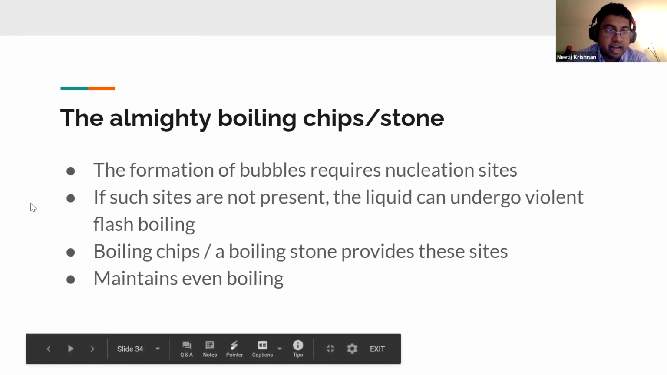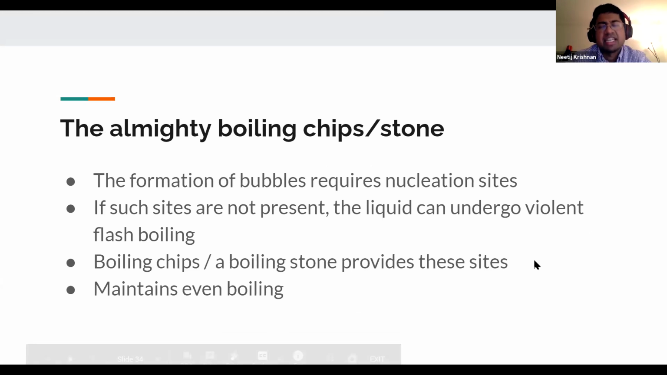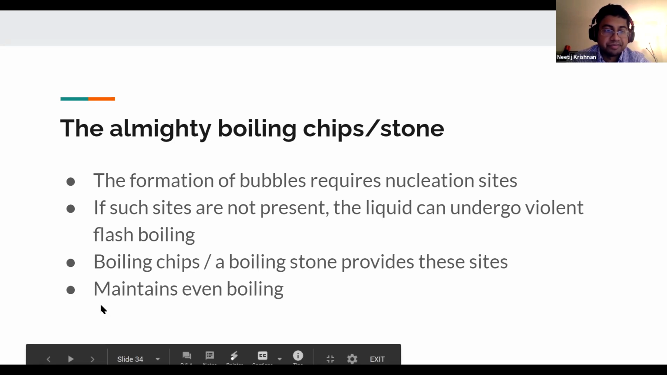Now, there are these things called boiling chips or boiling stones, which I refer to as the almighty boiling chips, because they just come up at the most random times on the MCAT, and they'll ask you why they use boiling chips for whatever reason. The basic idea is you're allowing it to boil more evenly, and it provides nucleation sites for vapor bubbles to form. If there are no such sites, the liquid, if it's jostled, can undergo violent flash boiling, which can be dangerous and just not a fun time. So boiling chips or boiling stone will provide these sites, and so that can be useful.